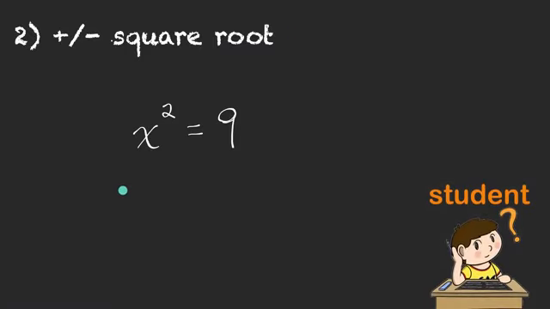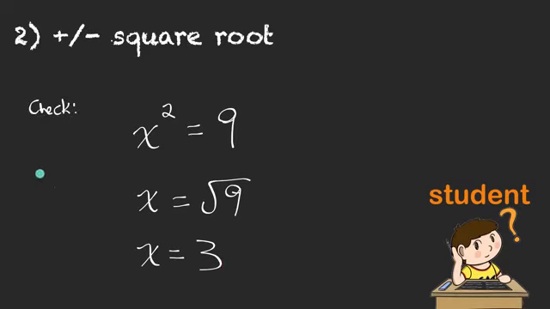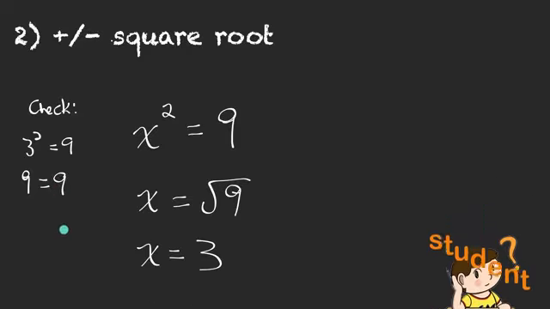Oh, solving an equation. Easy. Inverse of squaring is square rooting. So on the other side, if I move the squared, it becomes square root. I get the square root of 9, which is 3. And let me check and see if that's right. If I plug it back in, is 3 squared equal to 9? Yep, 9 equals 9. Good. I know I got the right answer this time.